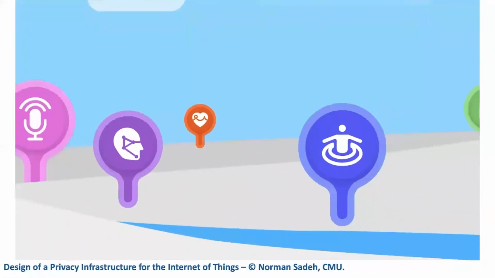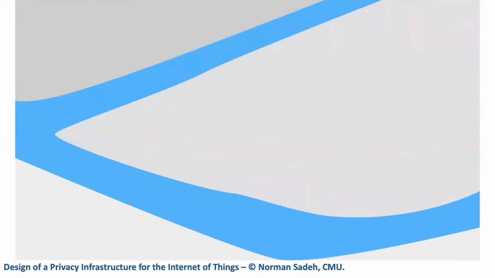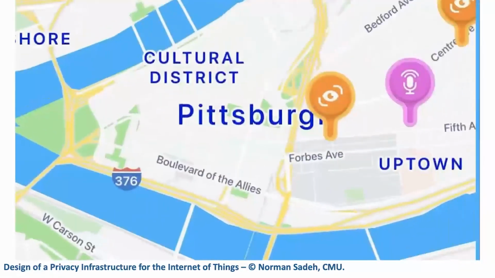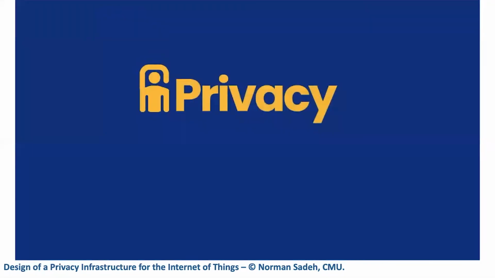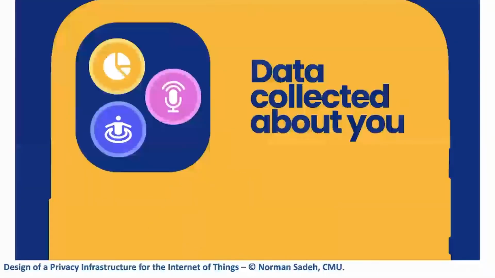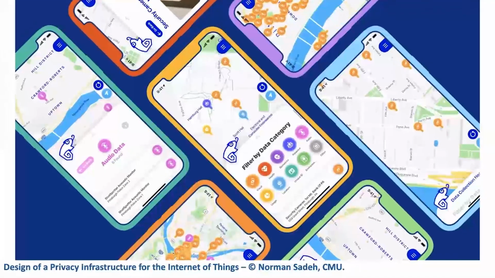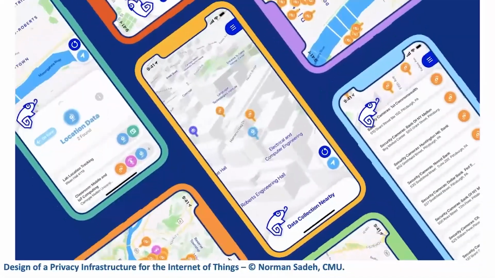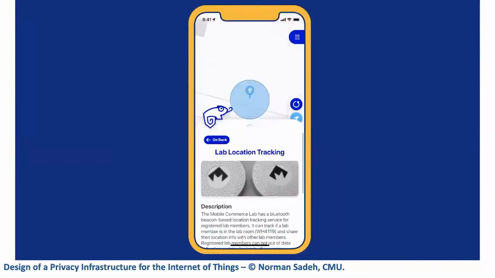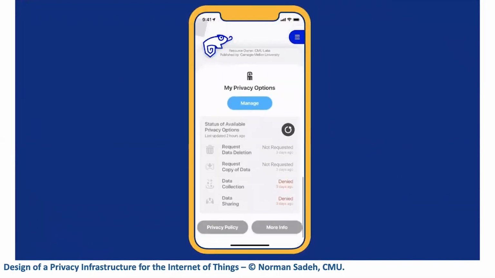Filled with technology that tracks more data about you, and most of the time you can't even see them. So that's why the Internet of Things Assistant is here. It will help you have greater privacy and control of data collected about you. The assistant lives on a vibrant yet familiar interface that uses a map to show nearby data collection. By tapping on a ping, you can easily learn more about a device and even control what data is collected.